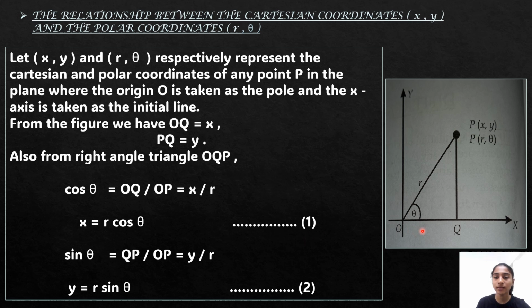Next we will take sin theta. We know that sin theta equals opposite by hypotenuse. Here the opposite side is QP and the hypotenuse side is OP. We know that QP equals y and OP equals r. This r will go here, so y equals r sin theta. We will take this as the second equation.